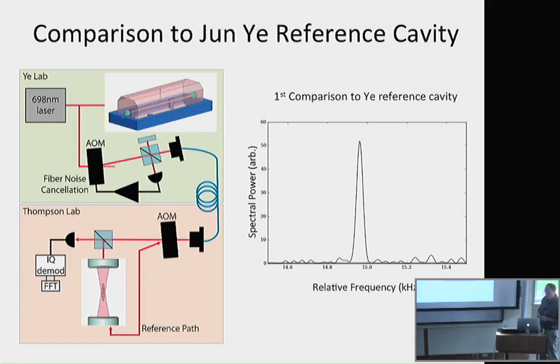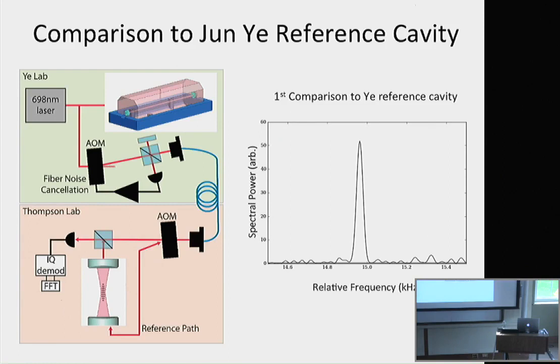One of the reasons we're building this, I said at the beginning, was because we wanted to build a very narrow laser source. So we've actually got a fiber that runs down to Jun Ye's lab just down the hall. And he has some of the world's best optical reference cavities in his lab. So we can actually do fiber phase noise cancellation and bring that light down to our lab. And then we can beat the pulses of light coming out of our system with his laser light. So here's a heterodyne power spectrum over here.